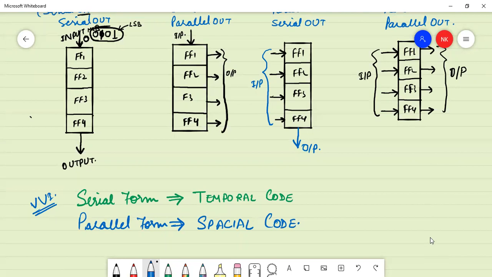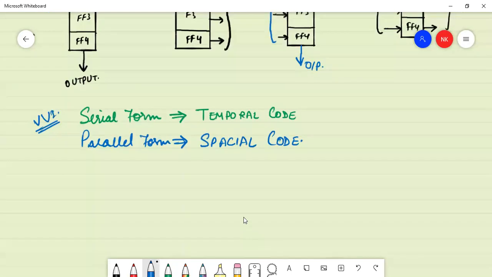Okay, so if you don't know this, you will be asked how we can convert a spatial code into temporal code, and from temporal code to spatial code. So at least you should know what this temporal code and serial code is. Okay.